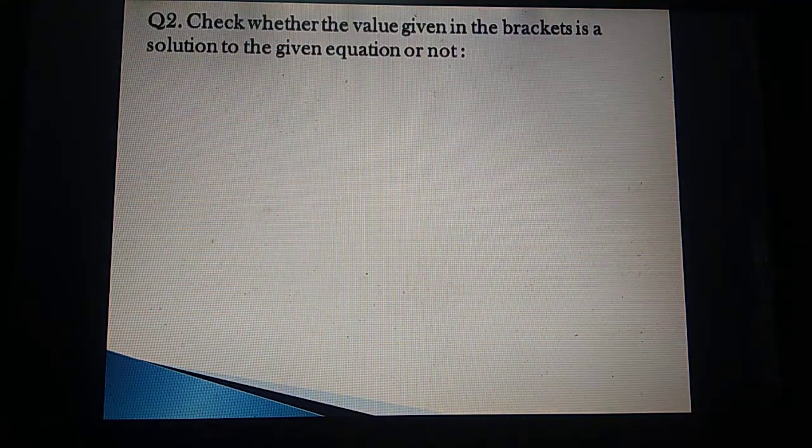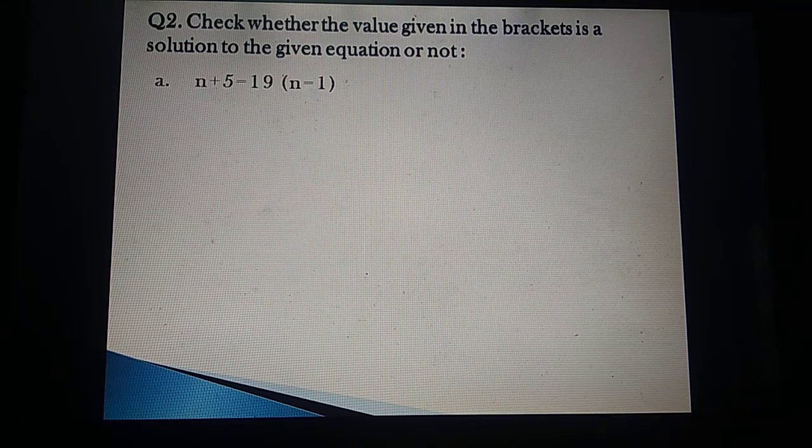Moving to question number 2. Check whether the value given in the brackets is a solution to the given equation or not. Now for this, what you are supposed to do is, whatever value is given to you in the bracket, you will substitute it in place of the variable and then finally check whether LHS is equal to RHS or not. If it is, then it's a solution. If it is not, then it's not a solution.